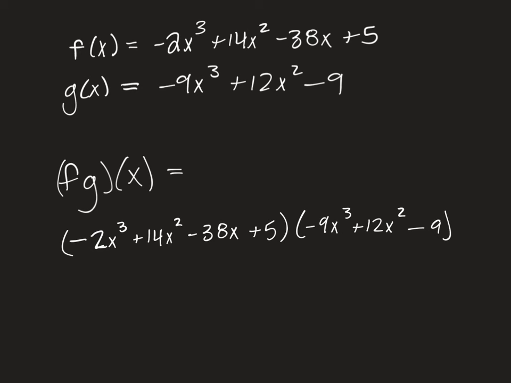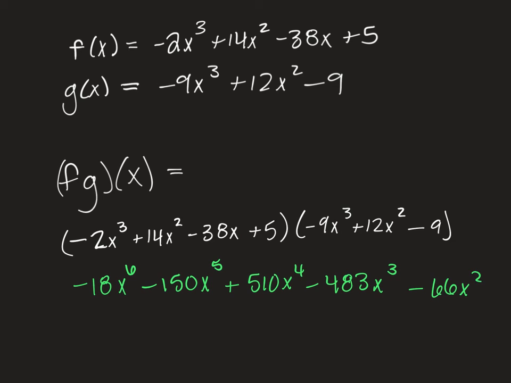Here, you all can keep working on that problem, but I want to do a couple other function ones just because we're running low on time. We've got about 10 minutes. So that one you should have gotten negative 18x to the 6th minus 150x to the 5th plus 510x to the 4th minus 483x to the 3rd minus 66x squared. Should it be a positive 8? Yes, I don't know why I wrote negative. Thank you. Plus 342x minus 45.